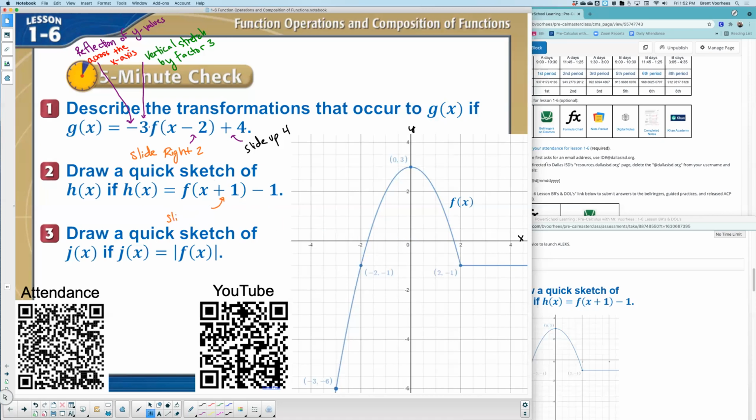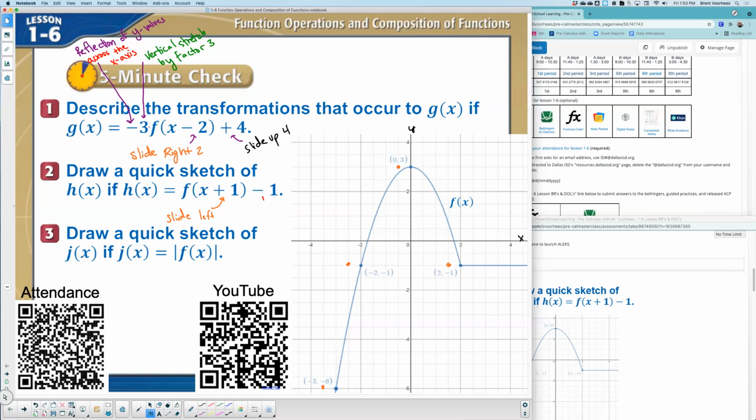So this will be a slide left. Each point that's on this graph will get moved over 1 left. Each of these points that are there. So I moved my points over 1 left.